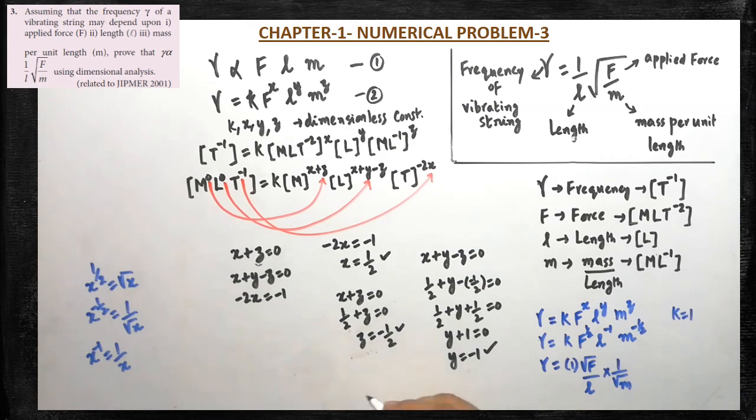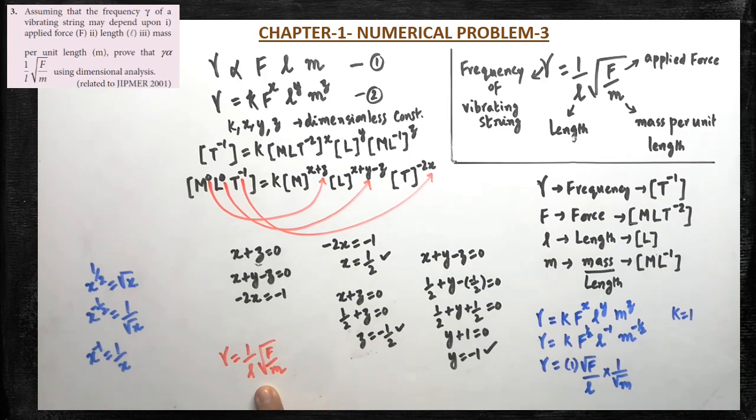Finally, this one could be written as nu is equal to, frequency is equal to, this one can be written outside, 1 by L. Nu is equal to 1 by L square root of, both f and m can be written within the single bracket. Are you clear? So this is the final equation which we have derived with the help of which analysis?